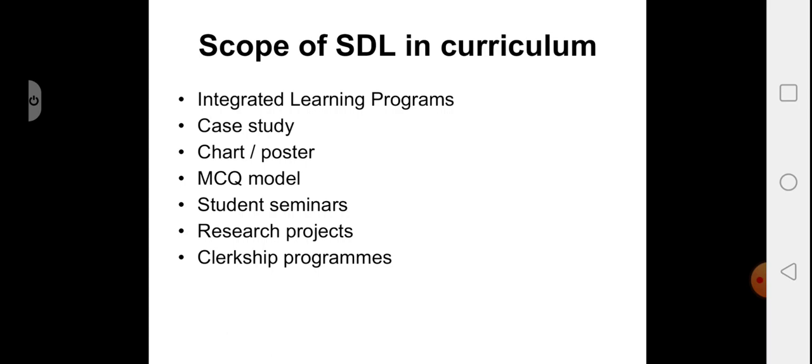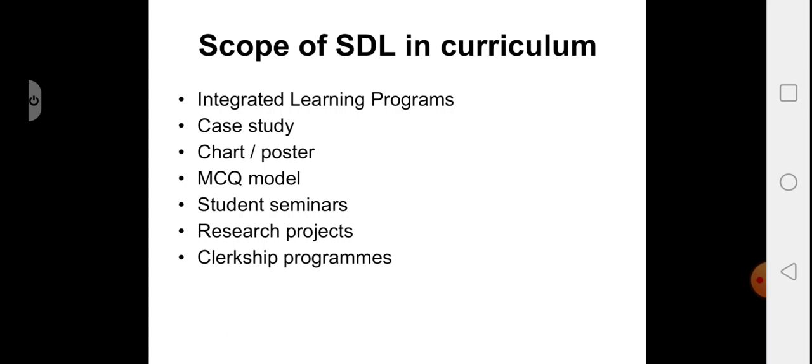You're assigned a case to go about and do some workup. Next is a chart or poster. You make a chart or poster and you have to discuss it. Next is a multiple choice question model on the topic. You learn about the topic, and the teacher gives you an MCQ model to test yourself. Next is student seminars. So you're in a particular department, you're given a topic and you have to present a seminar. Then research projects like ICMR projects, which can be assigned to you right from the first year.